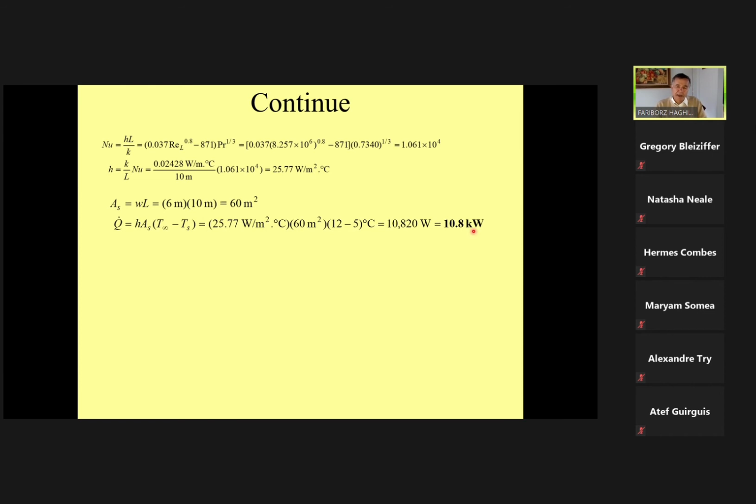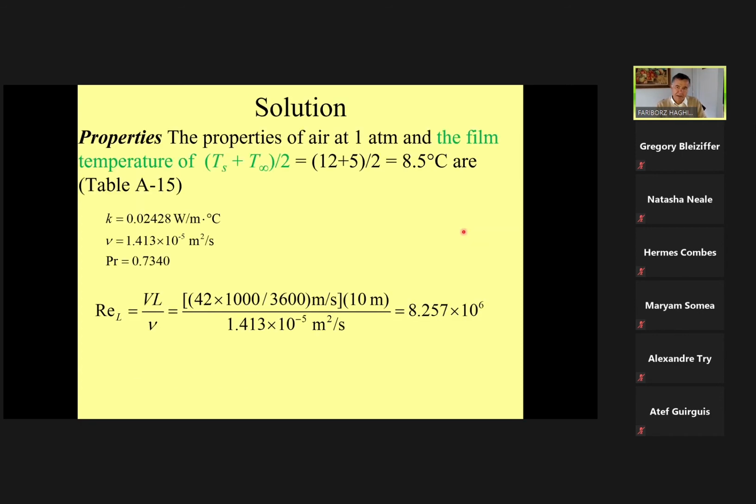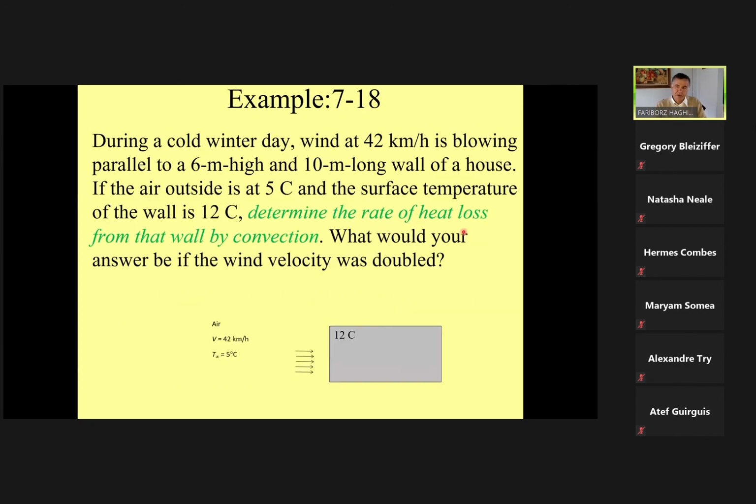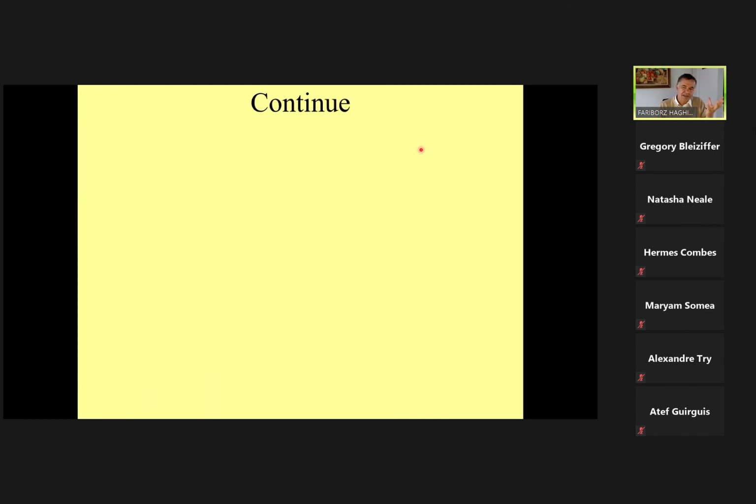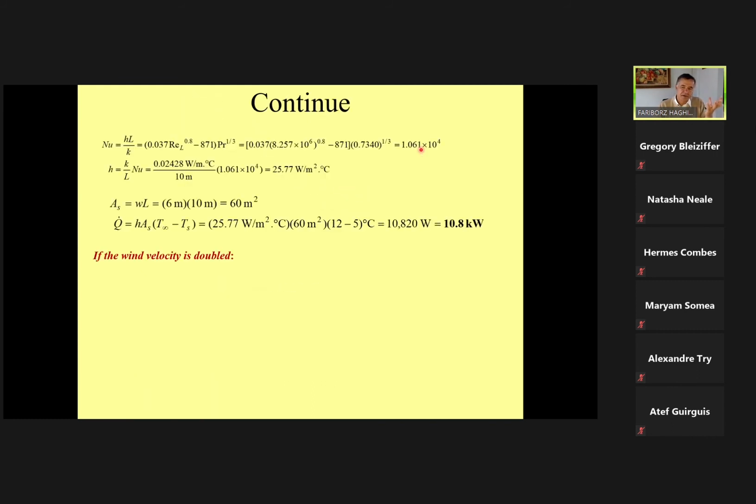The problem asks, if I double the velocity, how much will my heat transfer be? I believe that was the question, right? And I'm sorry, we have to go. What would your answer be if the velocity was doubled? If you increase the velocity from 42 kilometers per hour to 84, how much will your heat transfer increase? They would like to give you some sense that your heat transfer is a function of the velocity.